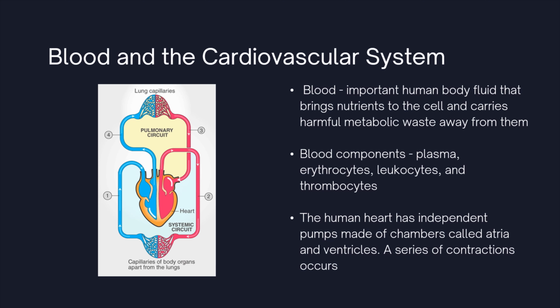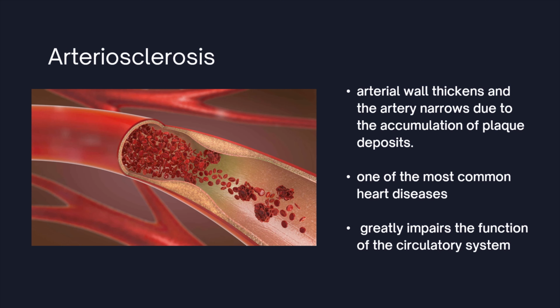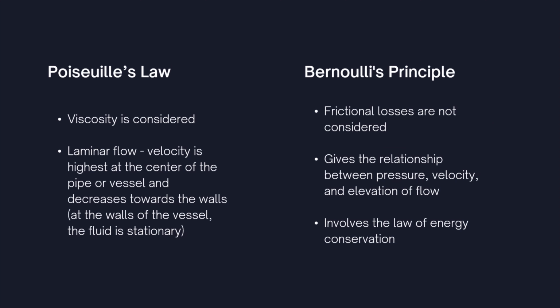One such example is arteriosclerosis. It is when the arterial wall thickens and the artery narrows due to the accumulation of plaque deposits. It is one of the most common heart diseases, and it greatly impairs the function of the circulatory system. Due to this blockage, the blood flow is also affected. Blood flow can be investigated and further studied through Bernoulli's equation and viscosity and Poiseuille's law.